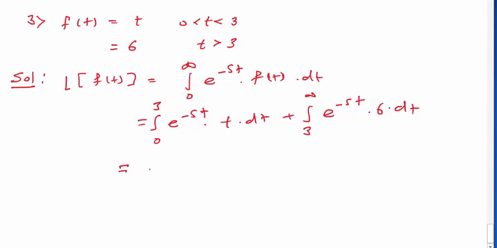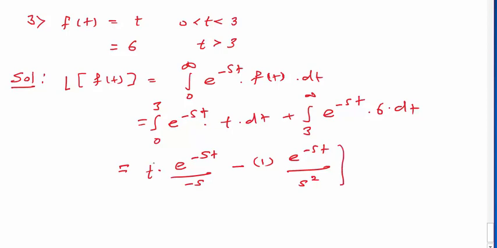Now this first part, so u into v, so t into e raised to minus st upon minus s minus derivative of t is 1 e raised to minus st upon, this is going to be s square. Limit we will put, this is between 0 and 3, plus 6 times e power minus st upon minus s, and limit here is from 3 to infinity.